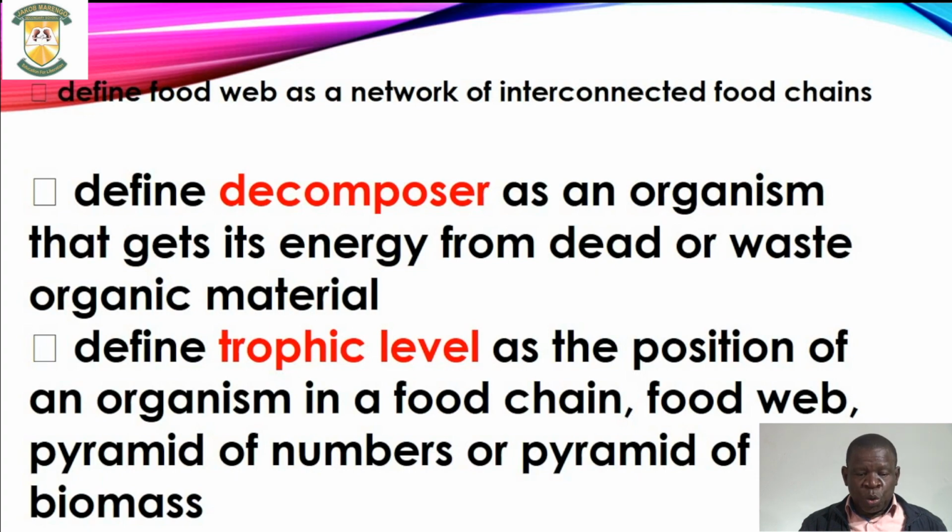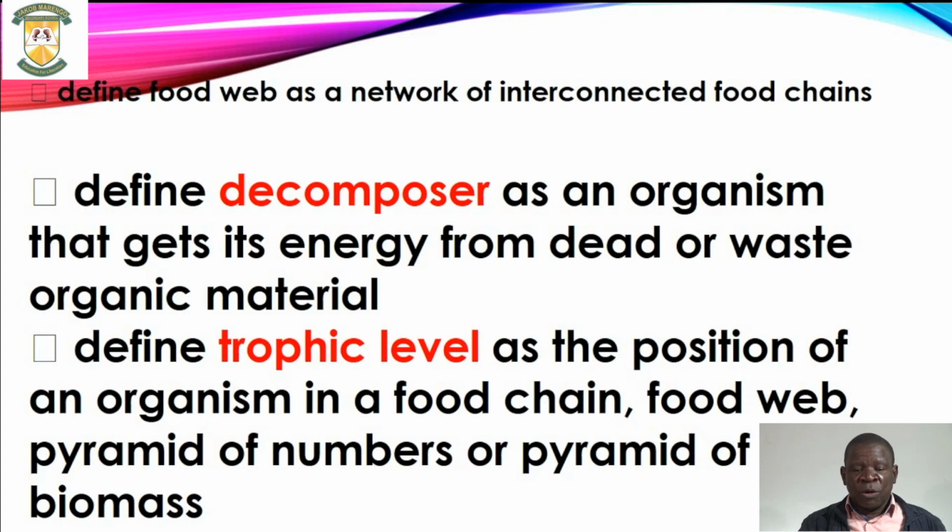We will be expected to know that food chains and food webs eventually end up with the decomposers. We define a decomposer as an organism that gets its energy by feeding on dead decaying organisms or dead decaying organic matter. There are two basic organisms which are regarded as decomposers. These are bacteria and fungi.